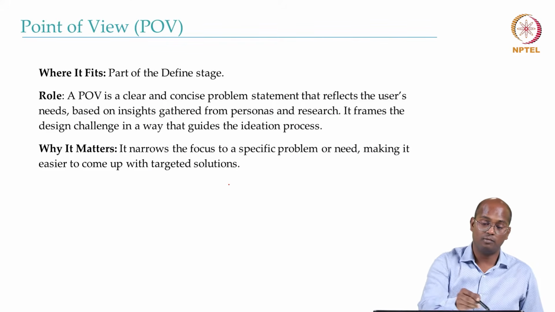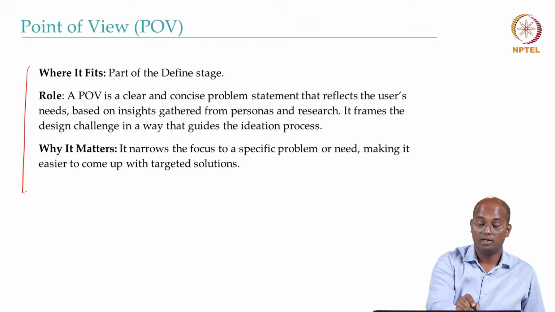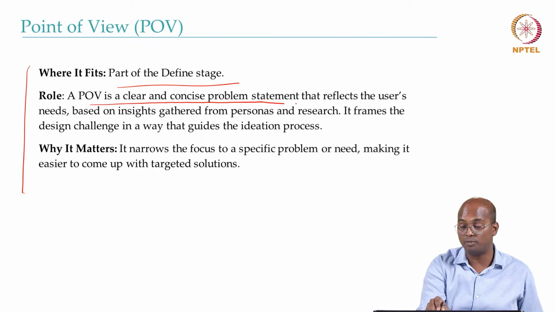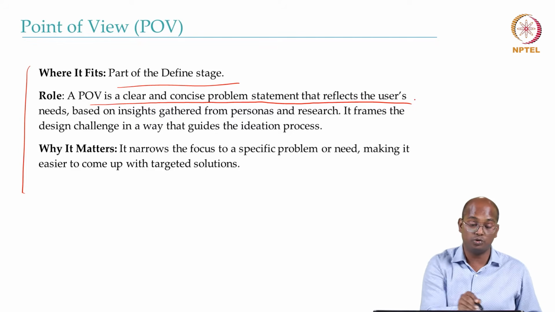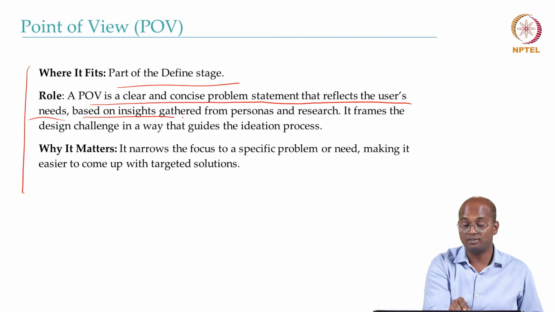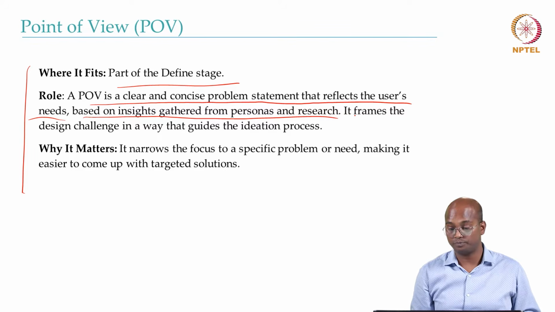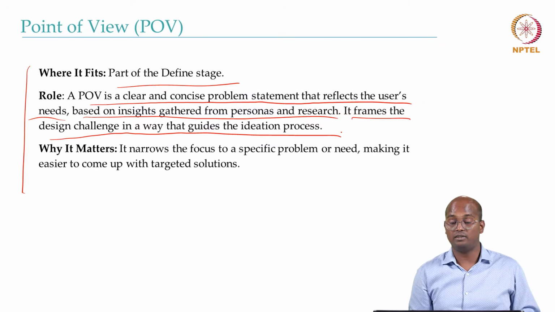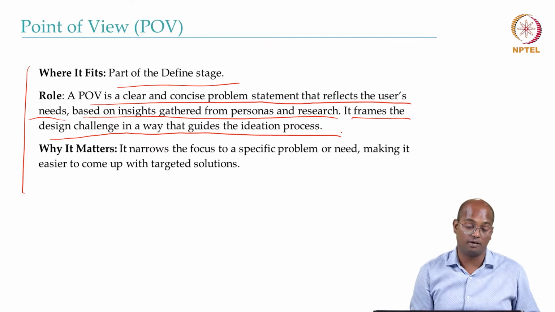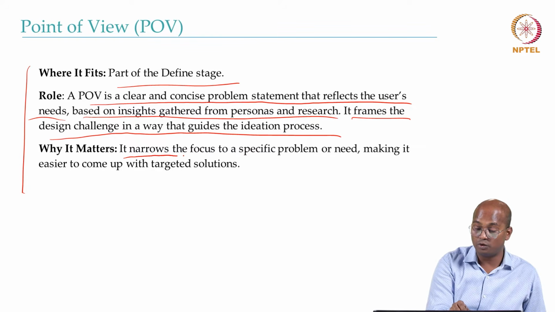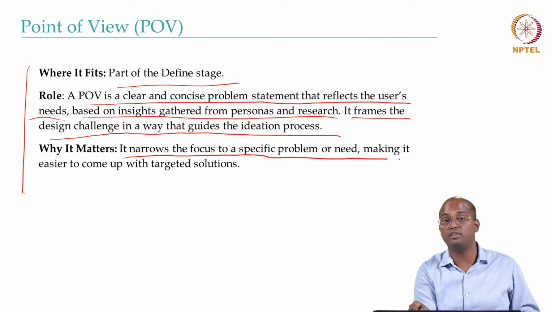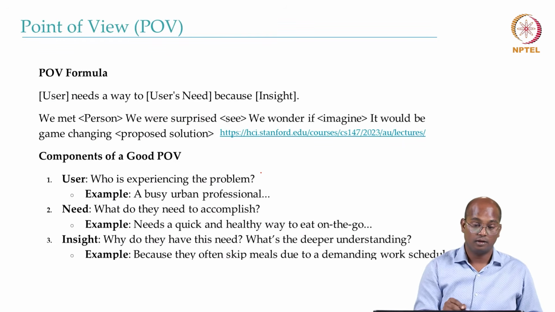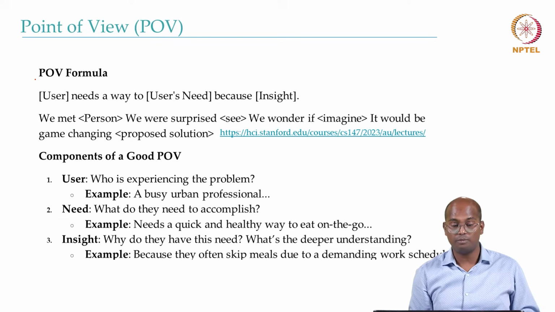Similarly, the point of view is part of the define stage as discussed earlier. So POV is a clear, concise problem statement that reflects the user's needs based on the insight gathered from the persona and research. It frames the design challenges in a way that guides the ideation process. That is the next stage we have. So why does it matter? It narrows the focus to a specific problem or need, making it easier to come up with targeted solutions. So there are several ways you can define POV.